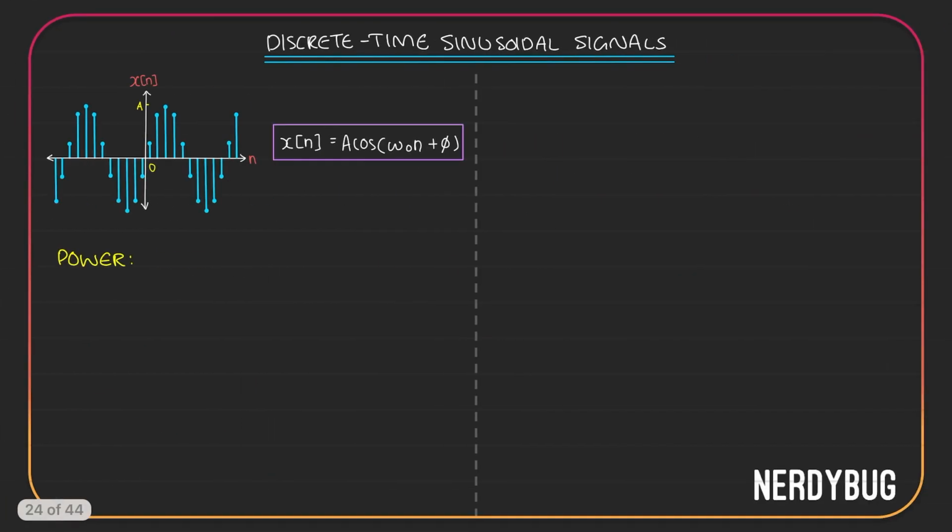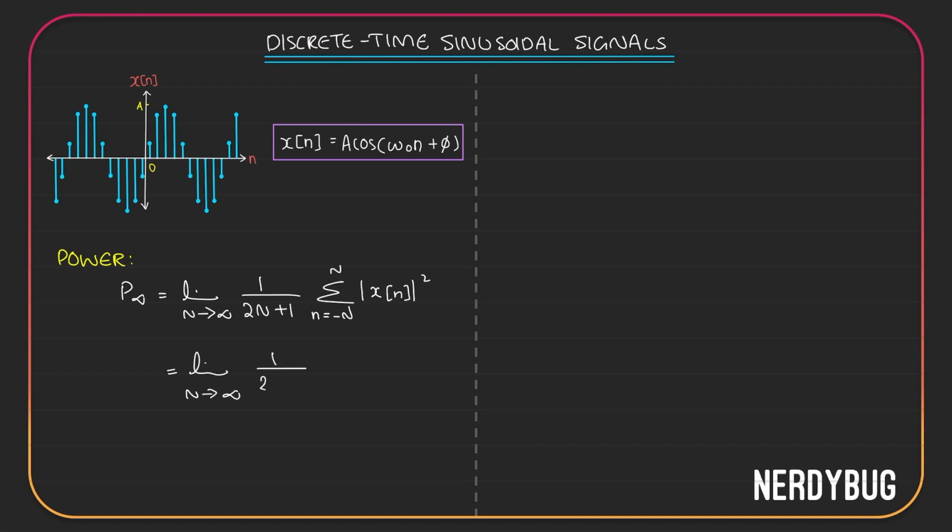Now let's calculate power. Power for infinite interval, P infinity, is given as limit N tends to infinity, 1 by 2N plus 1, summation from n equals minus N to N, magnitude of x of n whole square. Again, I am not doing this part again because we already did it for the energy and we found out it was equal to A square N. So how about we just use it? Limit N tends to infinity, 1 by 2N plus 1 multiplied by A square N.